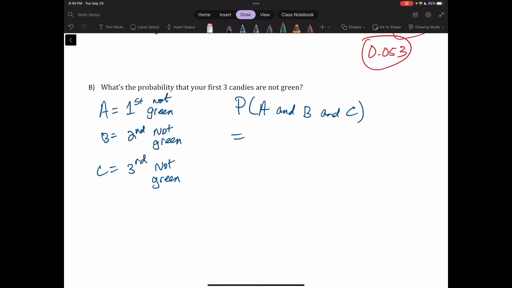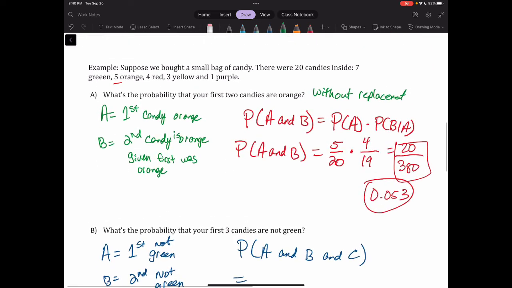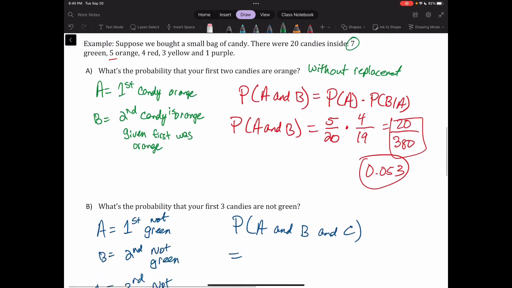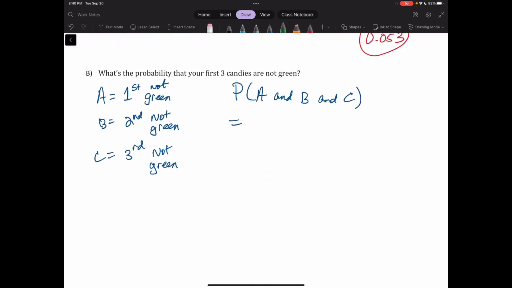All right, so let's see here. What's the probability that the first candy is not green? Well, how many green candies do we have? There are 7 green candies, and there's a total of 20 candies. So that means that there's 20 minus 7, which is 13 that are not green. And that's going to be important for us.